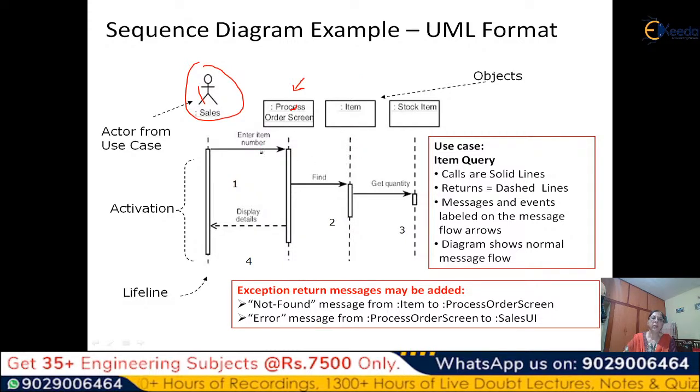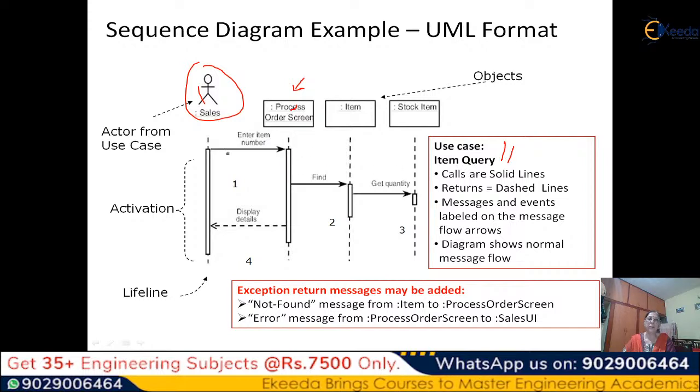So only when this item number comes from the order screen, then this item will be checked whether it is a correct item or not in the item class. And then if it is there, then we will have a get quantity. So the stock will be checked. And otherwise it will come back. So you can say that the use case is like this. The use case is an item query use case.